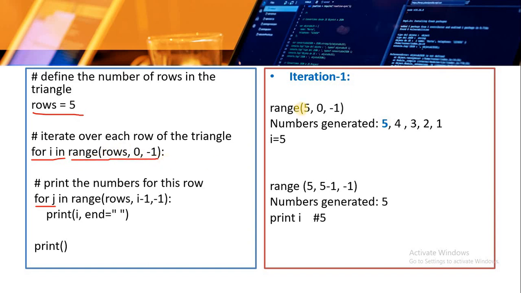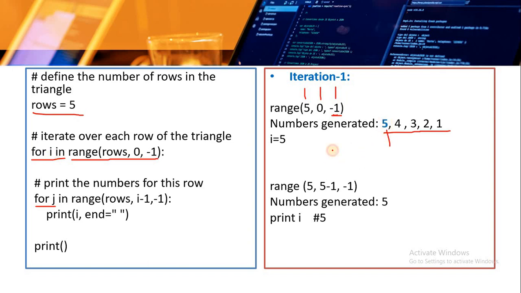Rows value is 5. The range syntax is: this is the starting point, this is the stopping point and this is the step. So range is used to generate numbers where the starting point is 5 and every time it will be decreased by 1 because the step value is -1. It stops generating numbers before reaching 0, nothing but at 1 it will stop. So finally by using this range function the numbers generated are 5, 4, 3, 2, 1. At each iteration, these values will be assigned to the looping variable i.